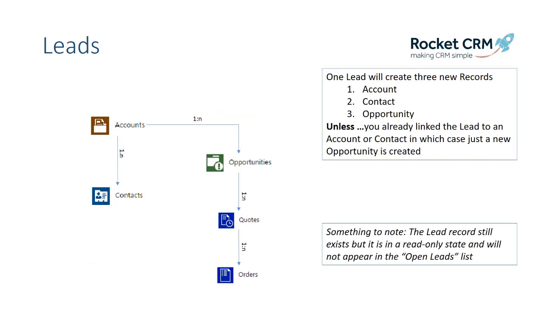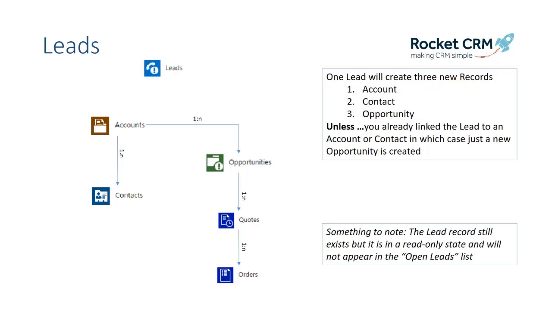So one lead will create 3 new records: an account, a contact, and an opportunity, unless you already link the lead to an account or contact, or account and contact, in which case just the new opportunity is created. So something to note here, that when you qualify it, the lead record still exists, but it's in a read-only state, and it will not appear in your open leads list. So open leads are the ones you're working on. Once you've qualified a lead record, it will sit in the qualified, or if you decided to disqualify it because you don't need it anymore, it will sit in the disqualified leads lists as read-only.